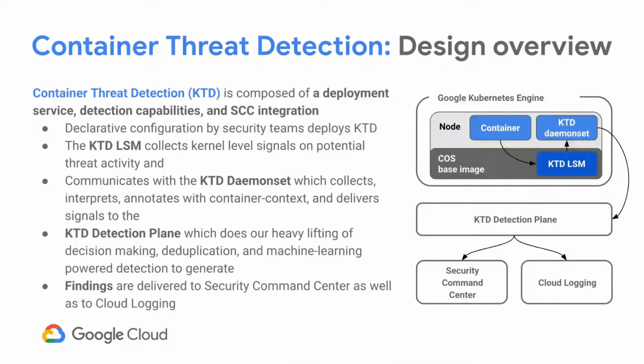We have our daemon set, which we manage the deployment of, and then we have a detection plane that we run in the backend that communicates with the daemon set in order to actually do the heavy lifting of security decision making. So we use as little on-container compute as possible. So how does it all fit together?